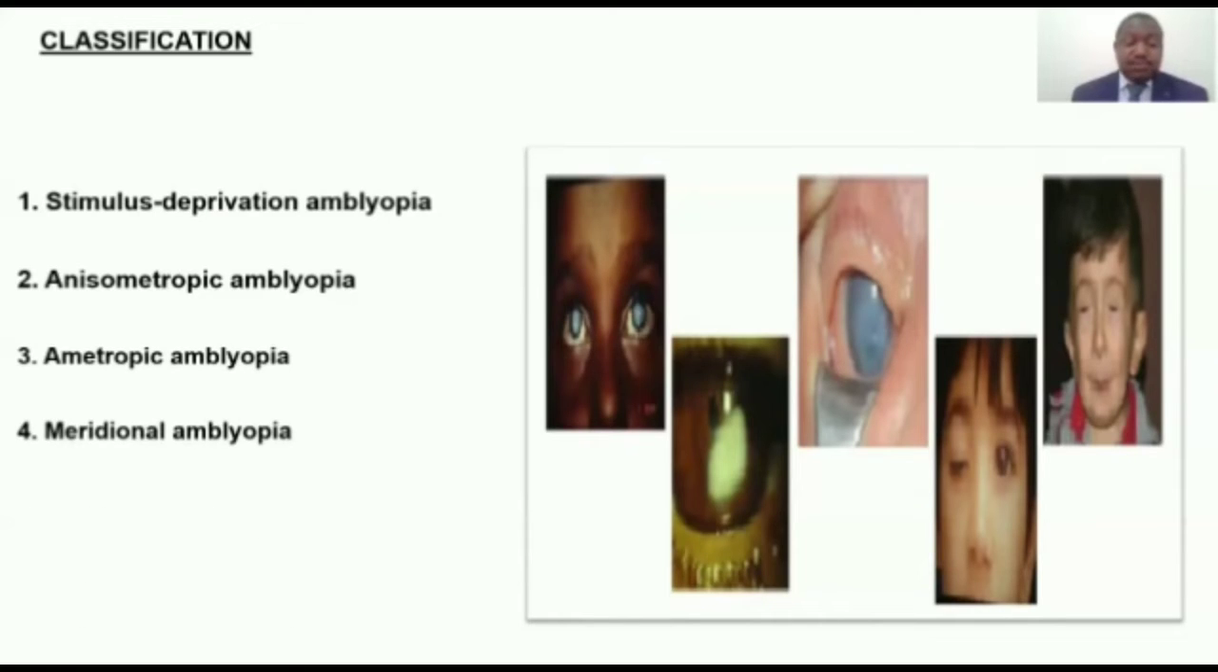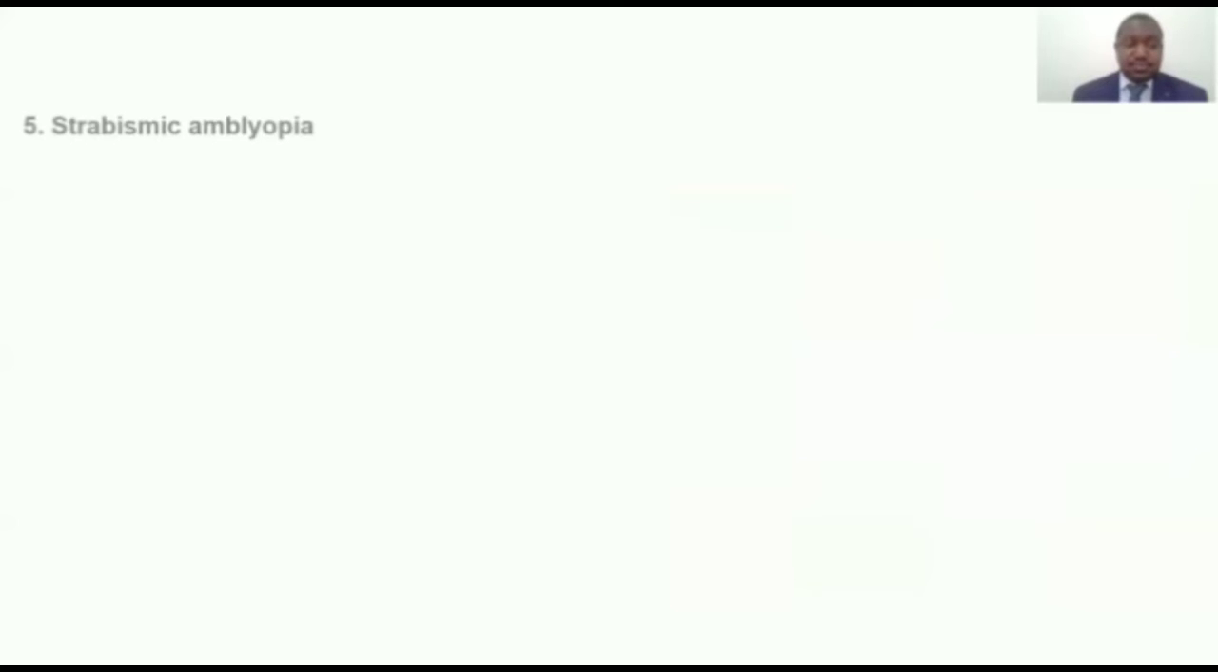And also meridional amblyopia. This meridional amblyopia, from its name, comes from uncorrected astigmatism. If there is uncorrected astigmatism, unilateral or bilateral, it could lead to development of amblyopia. And patients with oblique astigmatism have a high risk for development of amblyopia.